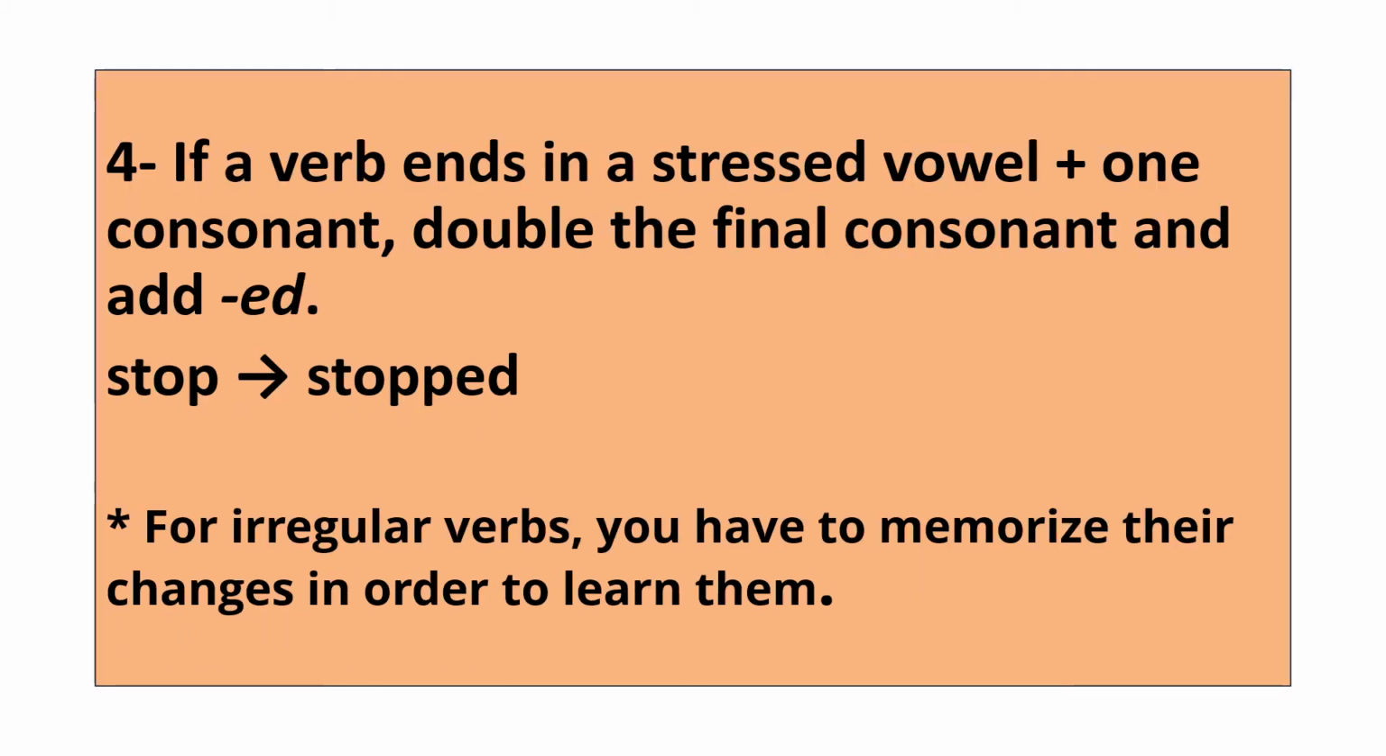Number 4. If a verb ends in a stressed vowel plus one consonant, double the final consonant and add ed. Example, stop, stopped. Si el verbo termina en una vocal acentuada más una consonante, hay que doblar esa última consonante y luego agregar ed. La consonante aquí es P, doble P. Stop, stopped.